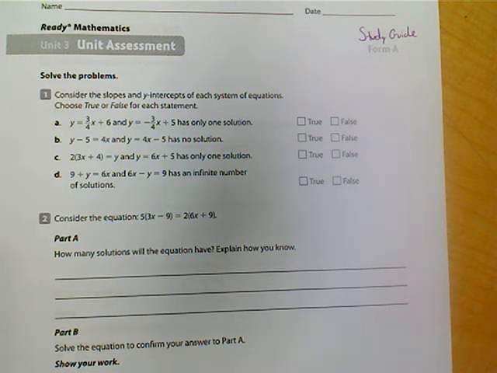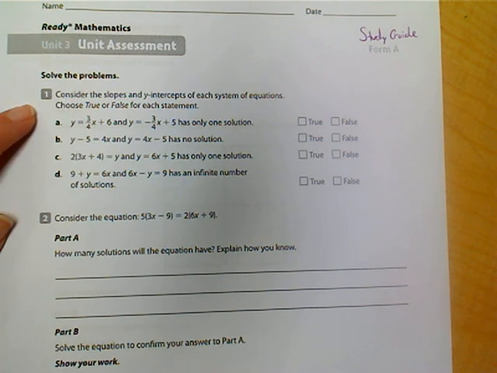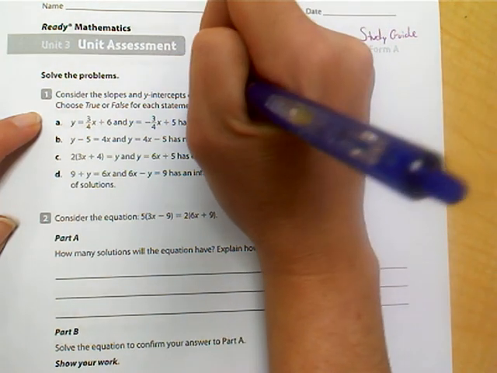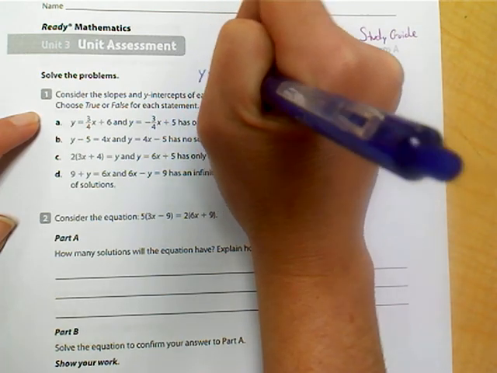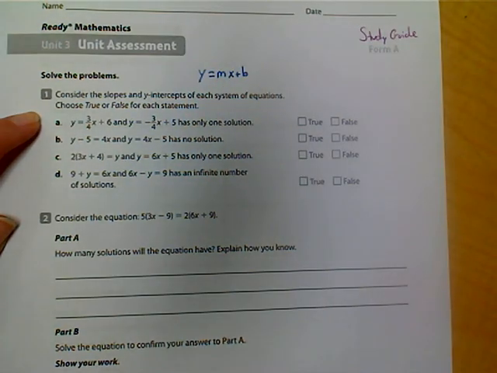We've got our Unit 3 study guide. Number 1, consider the slopes and the y-intercepts of each system of equations. Choose true or false for each statement. We need to think about y equals mx plus b. We need to make sure that all of these are in slope-intercept form.